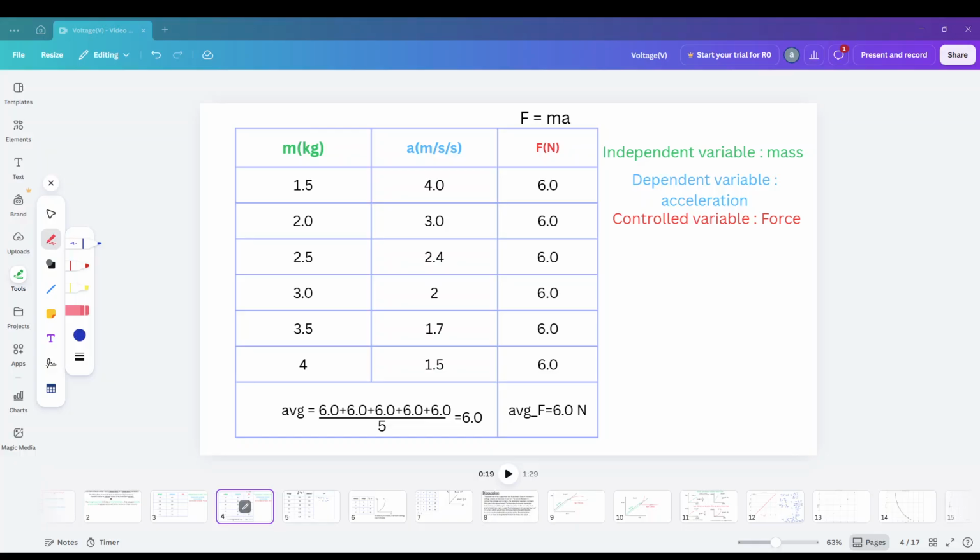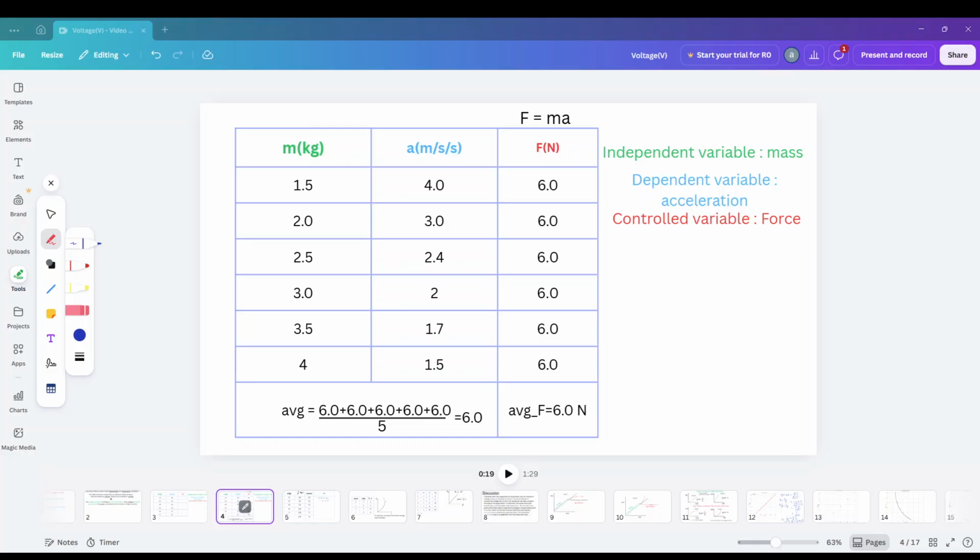And this is how your table would look if you were to use F is ma, and then you will get this 6 there. If you add all these 6s, because these values are pretty much the same in this case, the average is just going to be the sum of these values divided by 5, and then you get 6. So the force remains constant, and fortunately there is no deviation because of rounding.